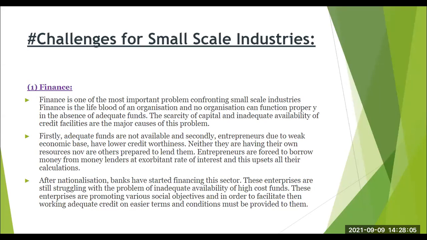So these enterprises are promoting various social objectives, and in order to facilitate them, adequate working credit on easier terms and conditions must be provided to them. Who will do it? The banks. And how will the banks do it? With the rules of the government, with the help of RBI. RBI is the Reserve Bank of India, the father of all the Indian banks, right? Private or public, all the banks come under the working schedule of the Reserve Bank of India.